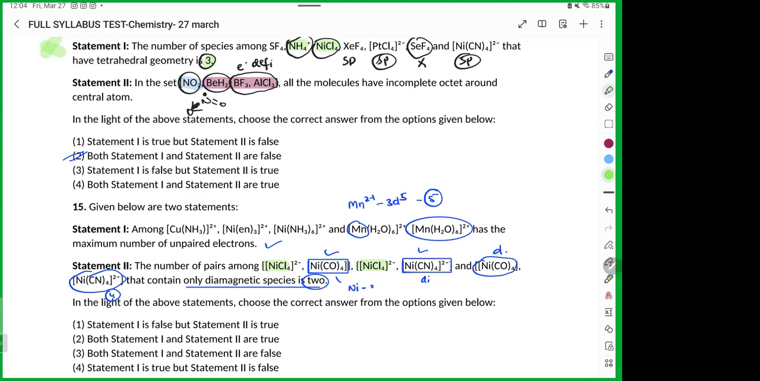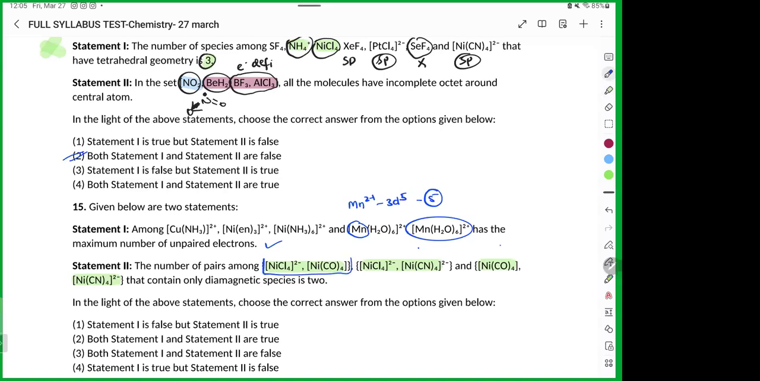Because all these are given in pair, not individually. Remove this. Look at this. This is one pair. This is second pair. This is third pair. It is saying that it should contain only dimagnetic species. Only dimagnetic species is 2? No, every pair contains 1, 1, 1. So all 3 pairs contain.